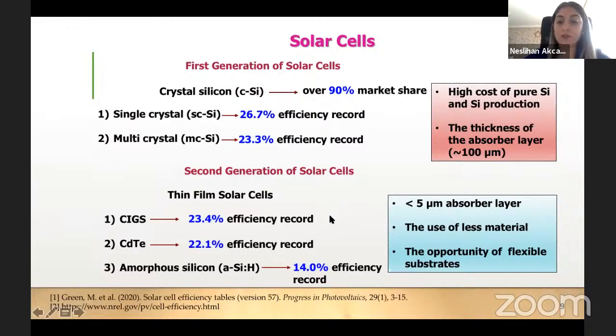And also they offer an opportunity to coat them onto flexible and light substrates. On the other hand, CIGS and cadmium telluride solar cells are the leading technologies. Here you see the record efficiency values for these solar cells. The CIGS solar cell has a high efficiency of 23.4%, which is very close to multicrystalline silicon-based solar cells, as you see. And the highest efficiencies obtained by silicon-based solar cells are very close to their theoretical values. That's an important point.